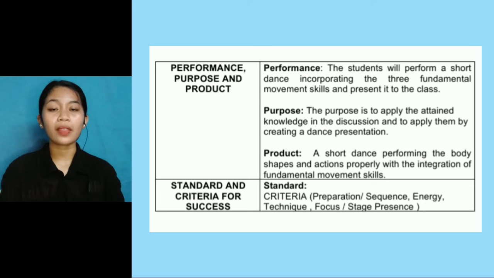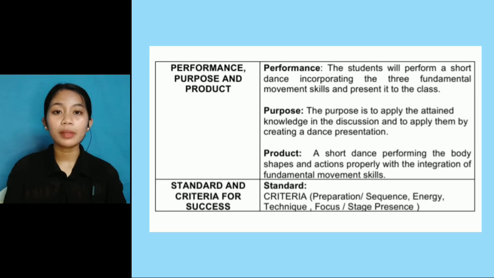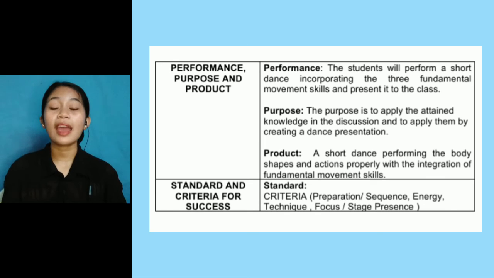As we may all know, this type of assessment is very good in recalling or remembering what they have learned during the discussions or during the lessons that you have. This is to inform the students how their work will be assessed. So I have here the rubric criteria for transfer task. This includes the preparation and sequence of the dance, the energy, the techniques used in dancing, as well as the focus and stage presence.